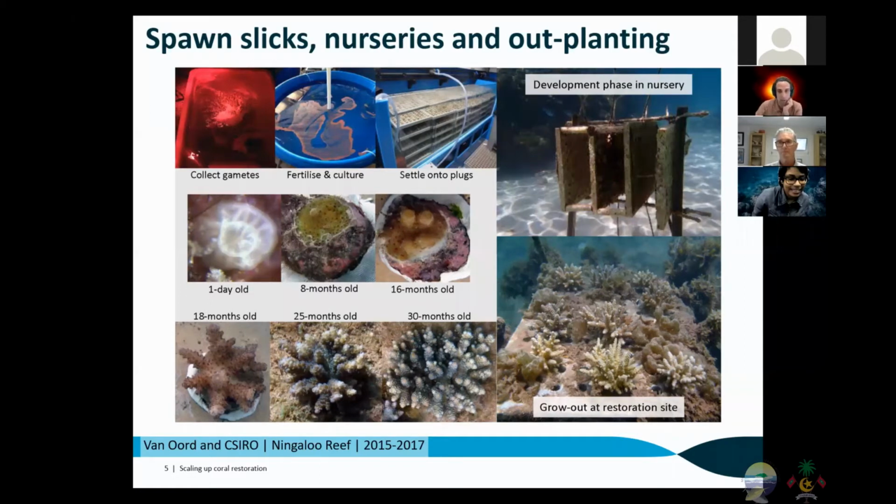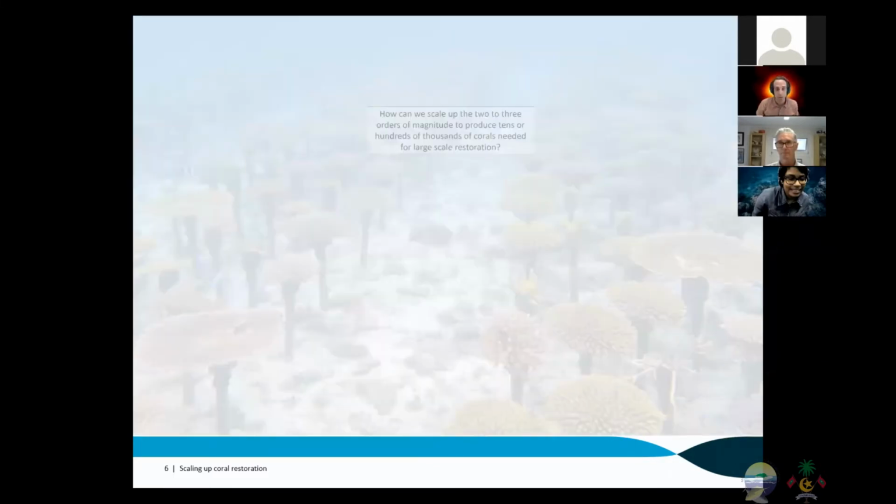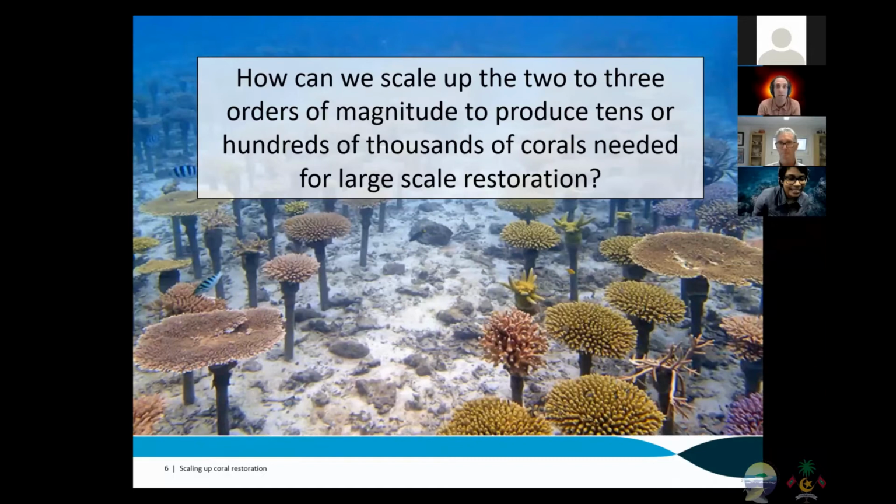and they would be reproductive now. But we still have this problem, and that is the question of how can we scale up the 2 to 3 orders of magnitude to produce tens or hundreds of thousands of corals needed for large-scale restoration. So I'll just provide an outline of our approach for this work that we've been conducting.